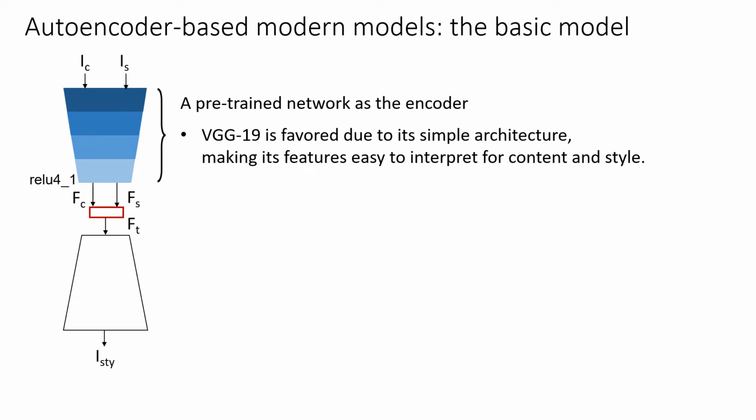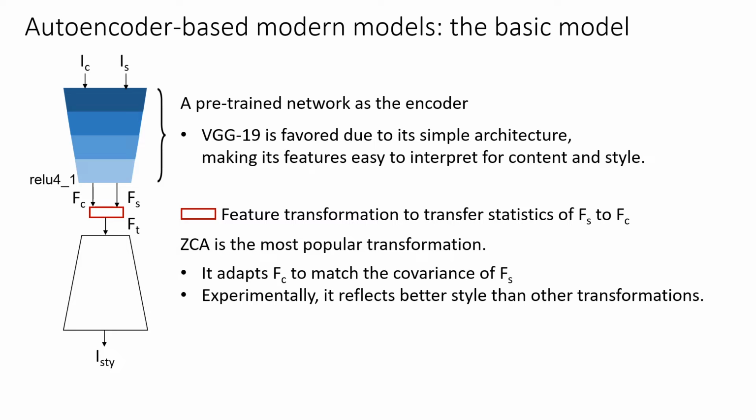Models for photorealistic style transfer are based on autoencoders. Here is the basic model, where the encoder is the pre-trained VGG19 network from the input layer to the ReLU for one layer. We use the encoder to extract the features of content and style images. Then we apply the ZCA feature transformation to adapt the content feature to match the covariance of the style feature. Finally, we use the decoder to invert the transformed feature back to a stylized image.